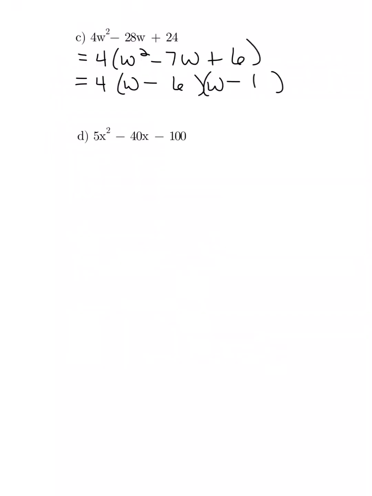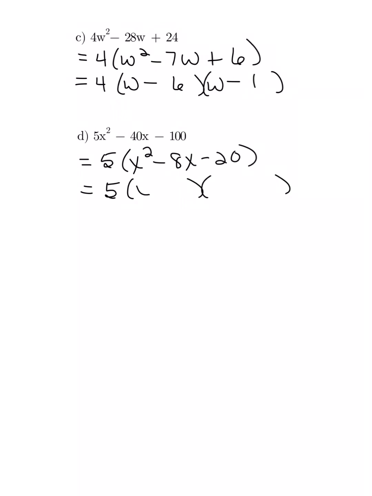On our next one, we again have a coefficient in front of the x squared that is a common factor. So we're going to take out that 5. It will leave us with x squared. 40 divided by 5 gives us 8x, and then the 100 divided by 5, we're going to have minus 20. So now break down the trinomial that's left inside.